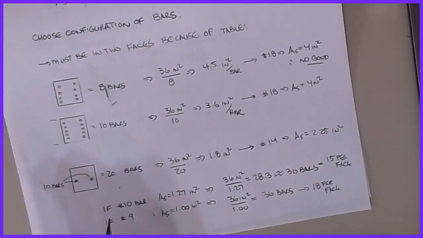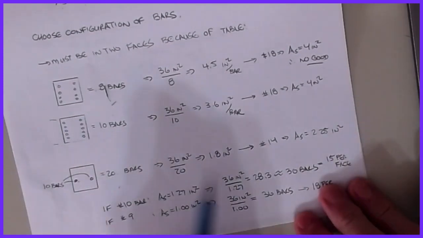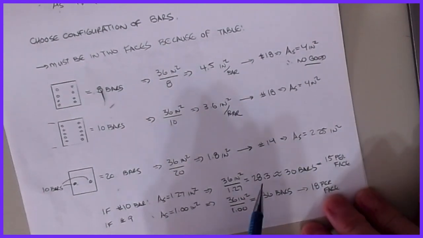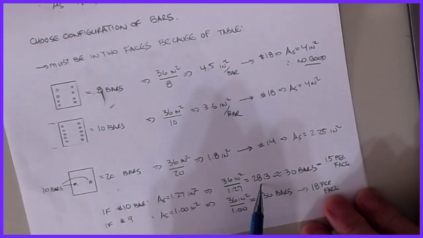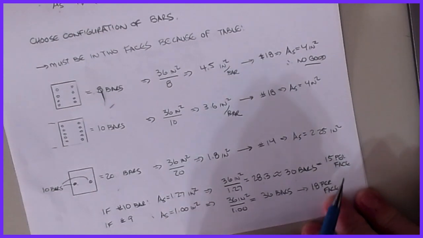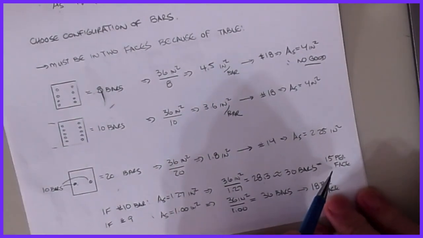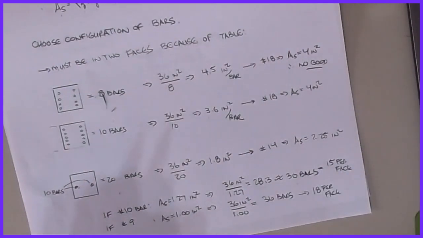And then if I go to a number 10 bar, repeating the process, I didn't sketch these out, we could figure out the number that I need. AS is 1.27 for a number 10. 36 divided by 1.27 gets me 28.3. I need an even number, so I round up to 30. I could do 15 per face with number 10s, and that's starting to reach the limit of what I could fit by the time I get my spacing. So a number 10 doesn't work real well, and maybe a number 11 is a better choice.